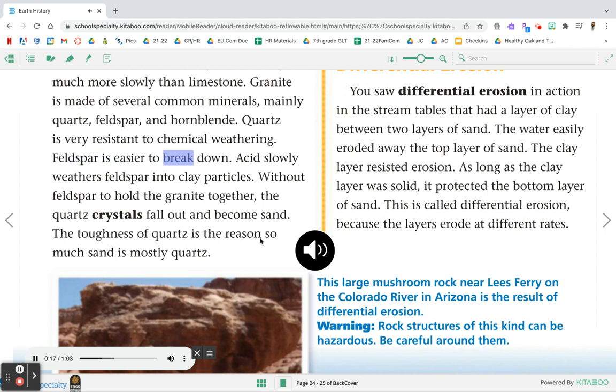Feldspar is easier to break down. Acid slowly weathers feldspar into clay particles. Without feldspar to hold the granite together, the quartz crystals fall out and become sand. The toughness of quartz is the reason so much sand is mostly quartz.